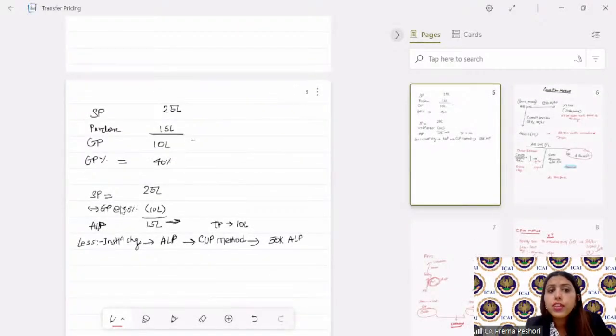Here also we have reduced it. Here we had the figure available. We did not have the percentage available, right? So here also we have reduced it from the ALP, the installation and the support charges.